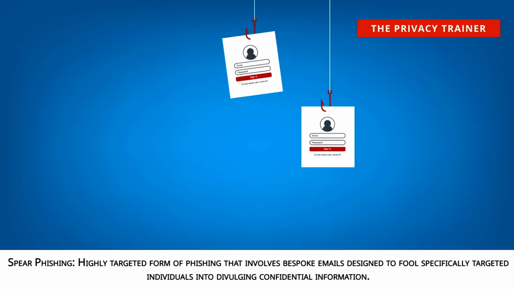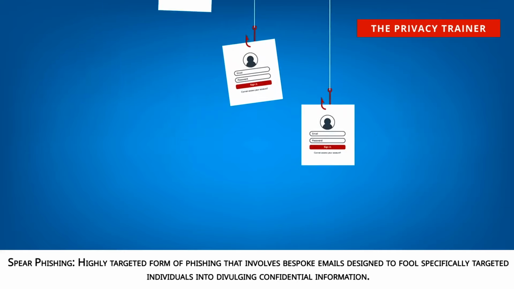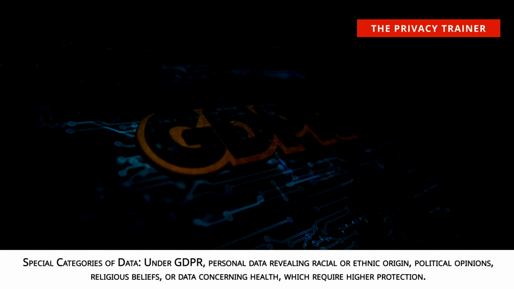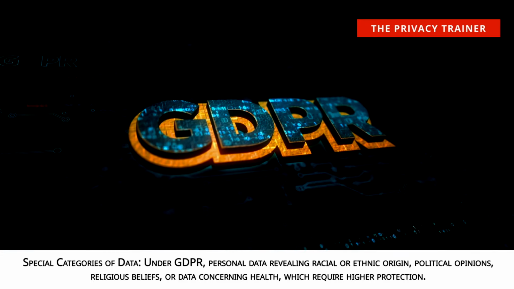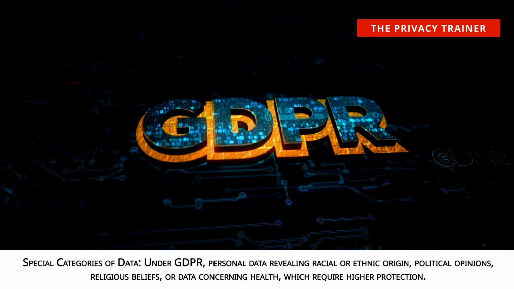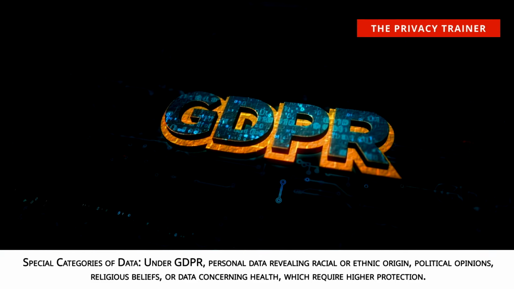Spear phishing, highly targeted form of phishing that involves bespoke emails designed to fool specifically targeted individuals into divulging confidential information. Special categories of data, under GDPR, personal data revealing racial or ethnic origin, political opinions, religious beliefs, or data concerning health, which require higher protection.